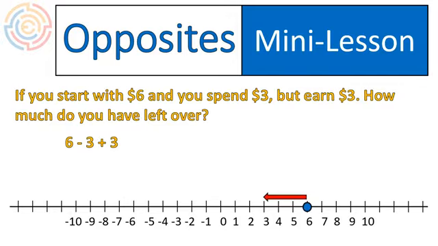This is what it would look like. Start at 6, I subtract 3, so I go down to there. Then I add 3, which brings me back up to here. It's the same basic idea as what we were talking about, only it's not starting at the point 0. So I would end up with $6 at the end, the same amount I had when I started.